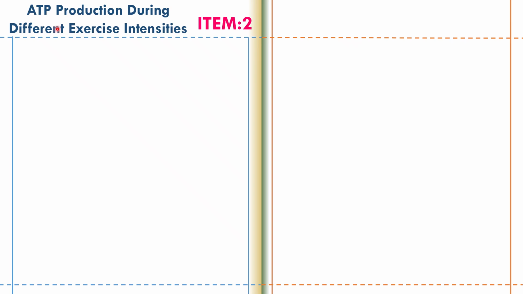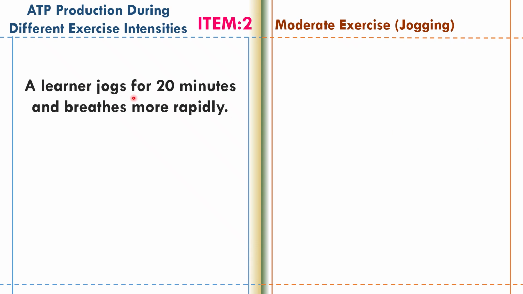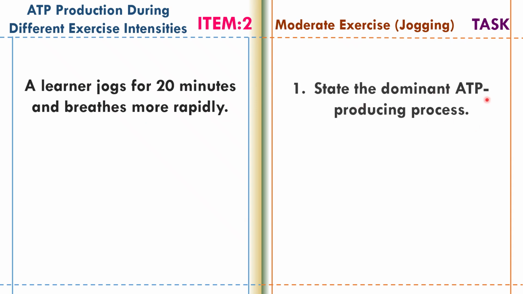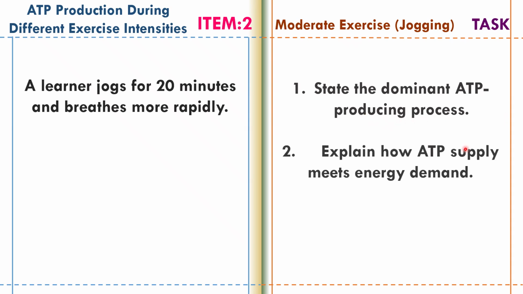ATP production during different exercise intensity. Item 2. Let's consider now moderate exercise like jogging. A learner jogs for 20 minutes and breathes more rapidly. Task: State the dominant ATP producing process. Explain how ATP supply meets energy demand.